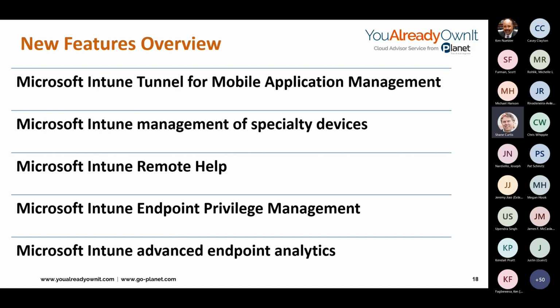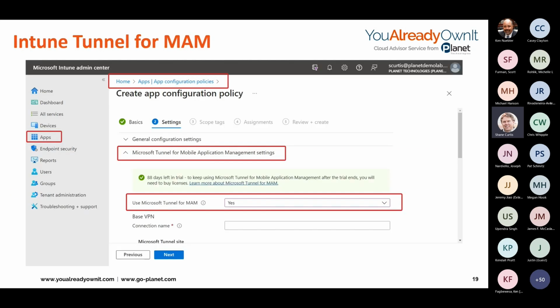All right, so these are some of the new features. I'm going to show you some pictures of a few of them. Microsoft Intune Tunnel for mobile application management, Microsoft Intune management of specialty devices, Microsoft Intune remote help, Microsoft Intune endpoint privilege management, and Microsoft Intune advanced endpoint analytics. Let's go to the next slide, and we'll jump right into them and start talking about them.